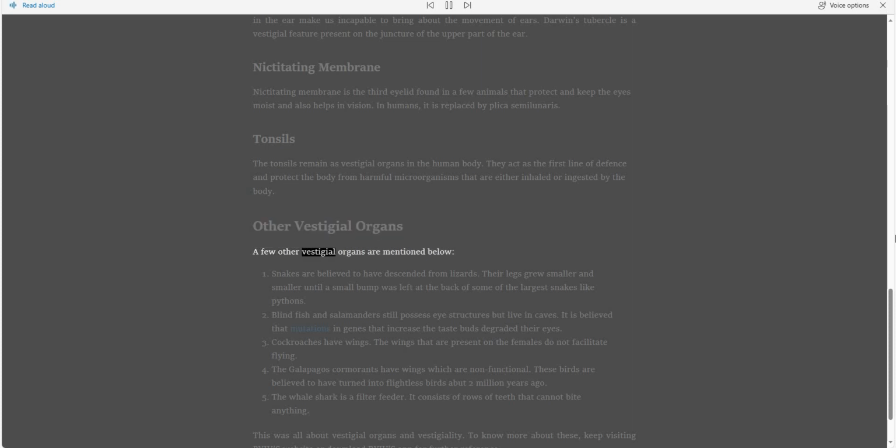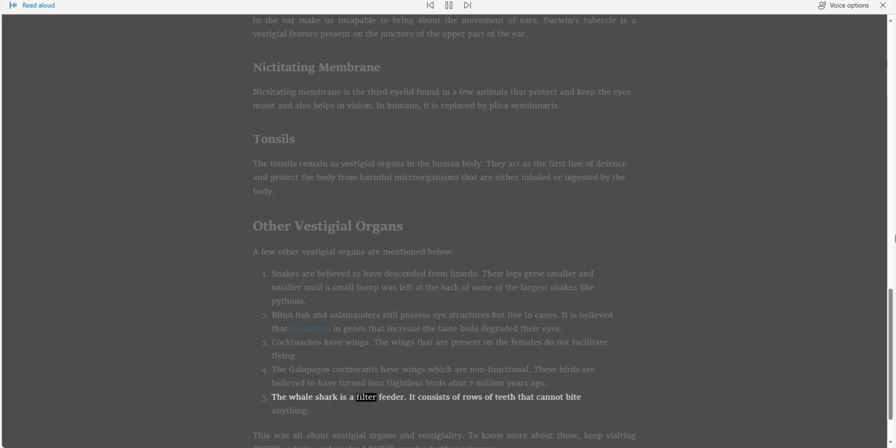A few other vestigial organs are mentioned below. Snakes are believed to have descended from lizards. Their legs grew smaller and smaller until a small bump was left at the back of some of the largest snakes like pythons. Blind fish and salamanders still possess eye structures but live in caves. It is believed that mutations in genes that increase the taste buds degraded their eyes. Cockroaches have wings. The wings present on the females do not facilitate flying. The Galapagos cormorants have wings which are non-functional. These birds are believed to have turned into flightless birds about 2 million years ago.